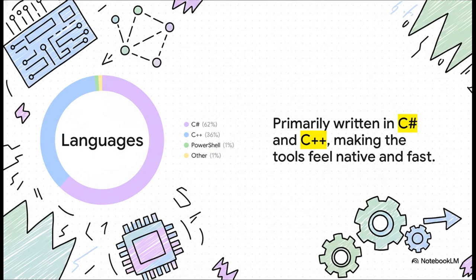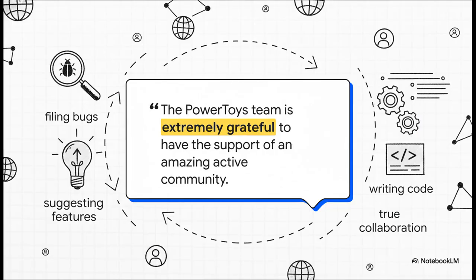Now, for those of you who are curious about what's under the hood, PowerToys is mostly written in C# and C++. So what does that mean for you? It means these are powerful native languages, which is exactly why the tools feel so fast and so deeply integrated into Windows, because they are. And the PowerToys team is totally aware of how important that community is. As you can see from this quote, they're super grateful. The project just wouldn't be what it is today without people from all over the world suggesting features, finding bugs, and writing code. It's a real collaboration.